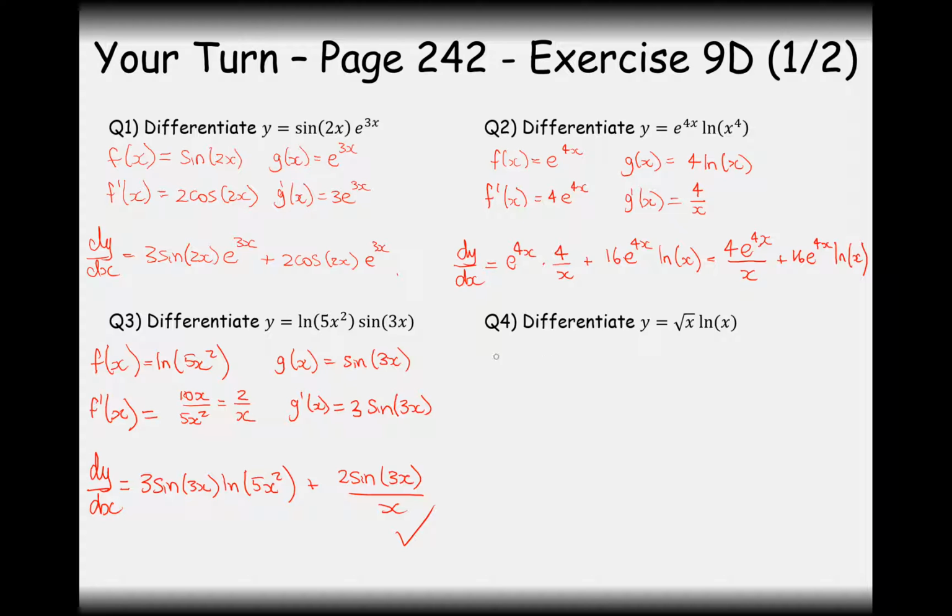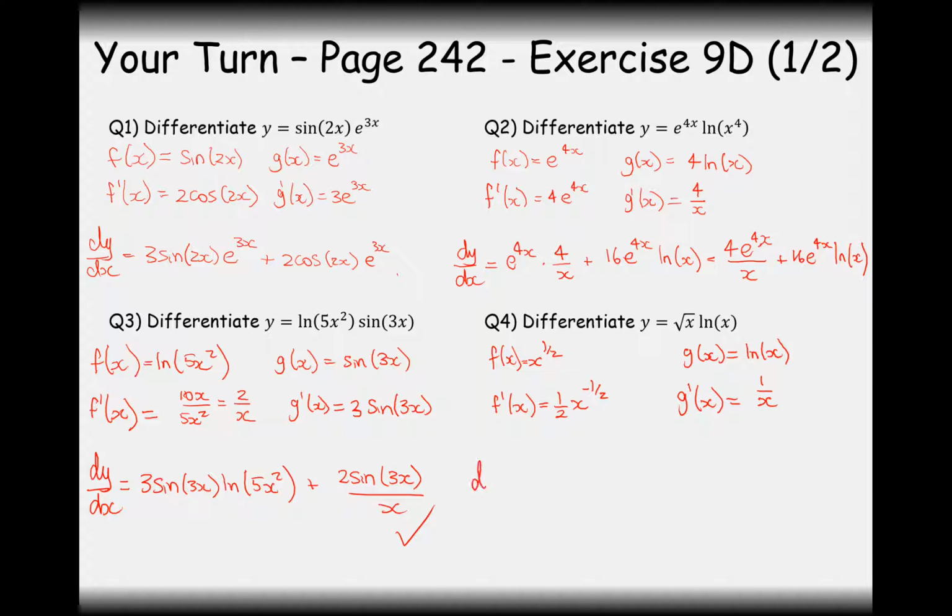And the answer to the fourth one, the first function is going to be x to the half. And the derivative of this is going to be half x to the minus half. And the second function here is going to be, we've clearly got two functions that are being multiplied together here, so we're going to use the product rule. g dash of x is equal to 1 over x.